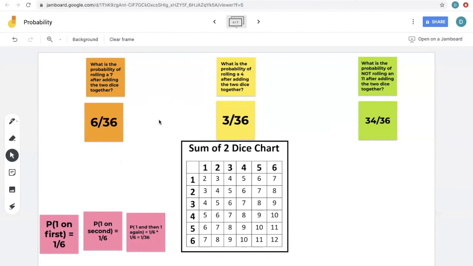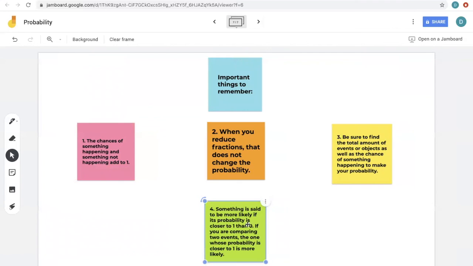However, we can still decide which one is more likely. So we can say, well, the one that's closer to 1 is the more likely outcome. 6 out of 36 is closer to 1 than 3 out of 36. So I'd be tempted to say, well, it's more likely that I'm going to roll a 7 than a 4. And so that's pretty much all there is to this point here. The larger the amount is in your probability, and you can check that using decimals, the more likely it is. It'll be close to 1, maybe actually 1, but it won't exceed 1. That's impossible to do with probability.